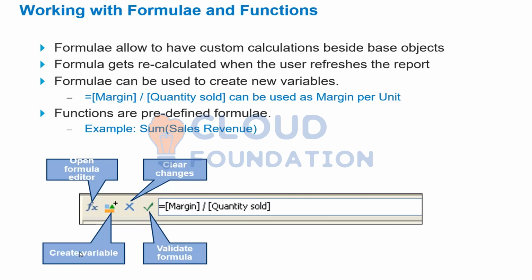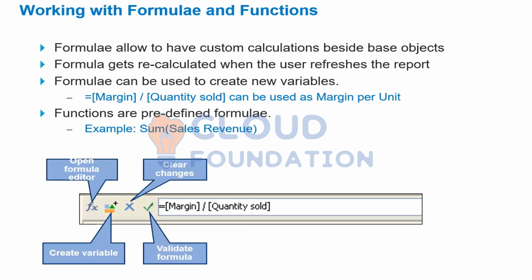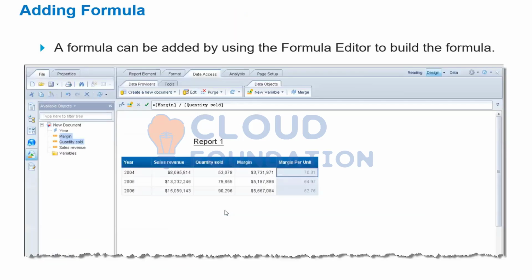This is to create a new variable. We click on this, give the name of the variable, and give the formula. For example, margin per unit: we can create a new variable named margin per unit with the formula margin divided by quantity sold. Functions also we can use, like sum of sales revenue. We can use this formula editor and create functions in the formulas. That is about adding formulas.